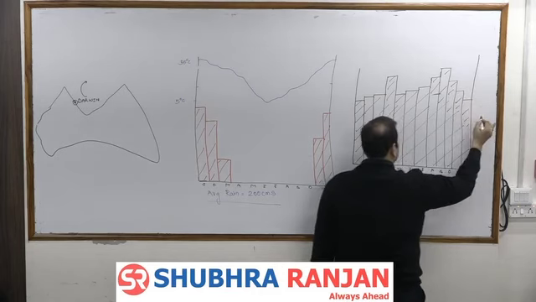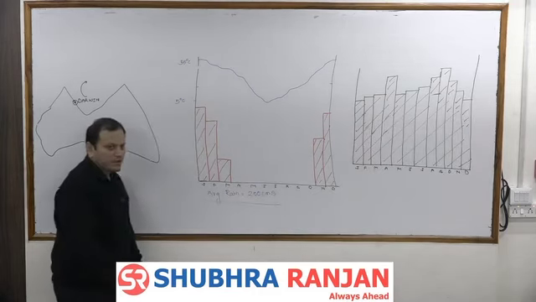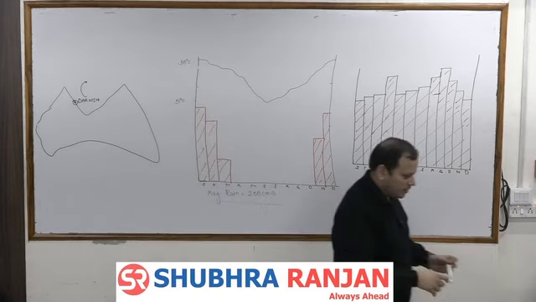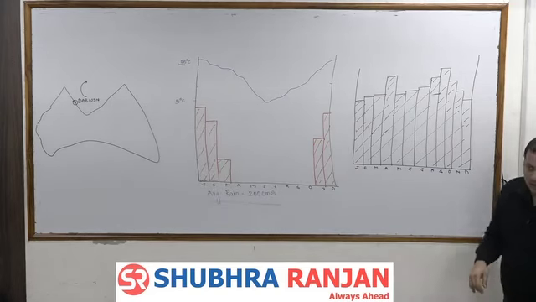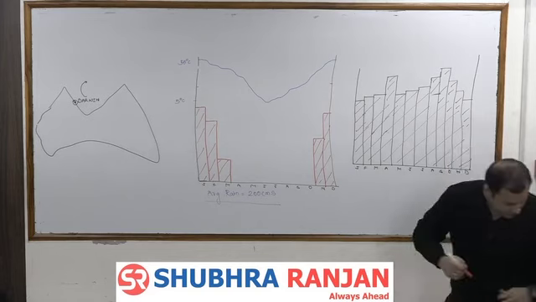This is a rainfall chart. The bars always show the rainfall. Rainfall is occurring throughout the year. We have not yet seen the temperature graph. So let us draw the temperature graph.